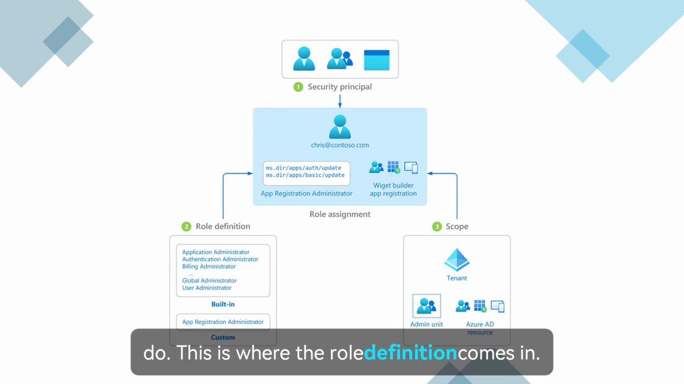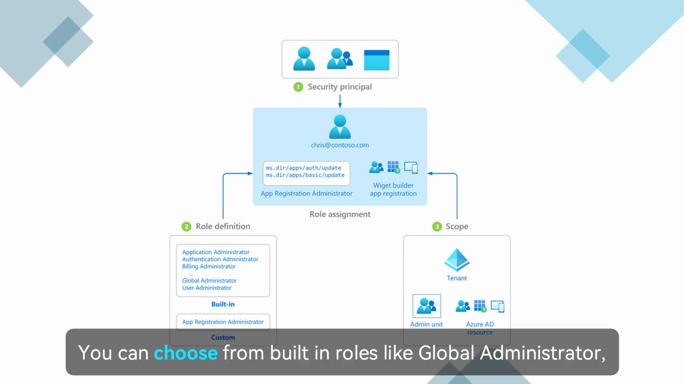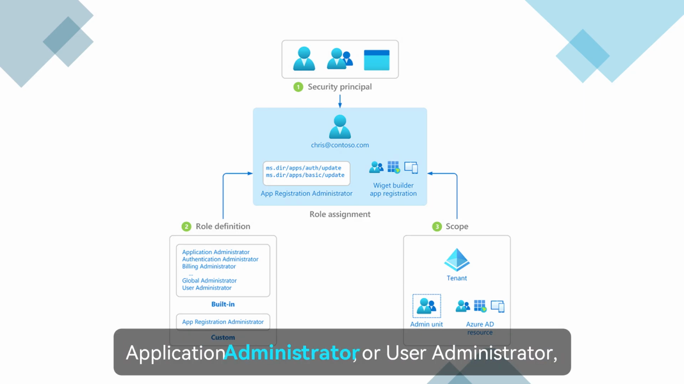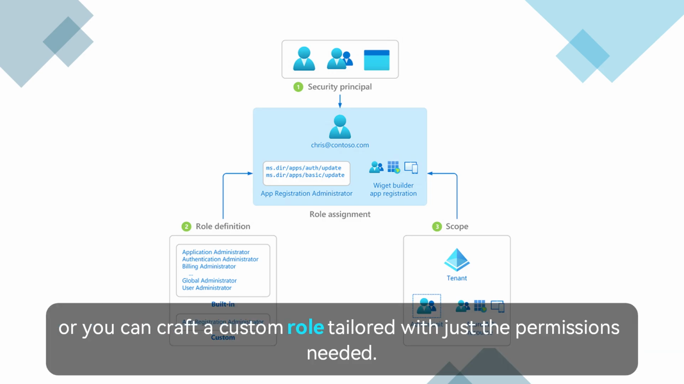Once you know who should get access, you define what they should be able to do. This is where the role definition comes in. You can choose from built-in roles like Global Administrator, Application Administrator, or User Administrator, or you can craft a custom role tailored with just the permissions needed.